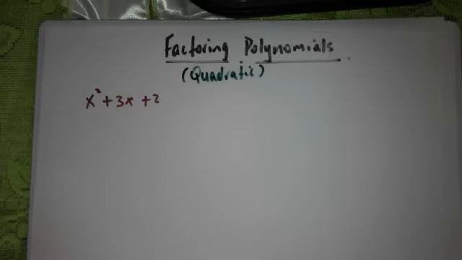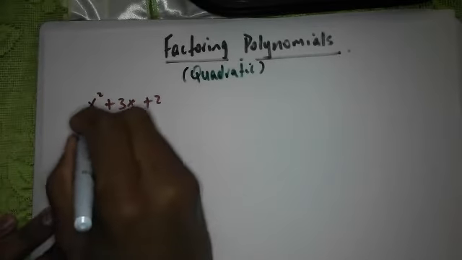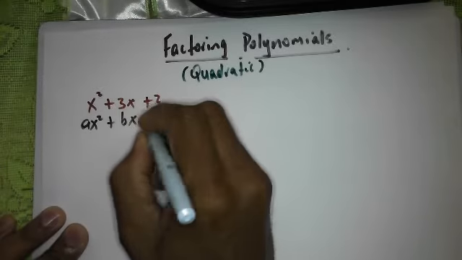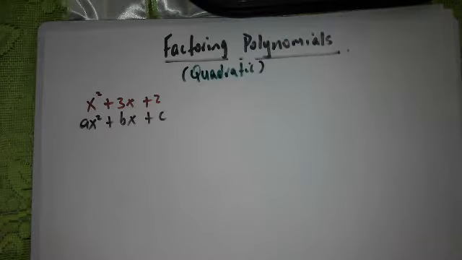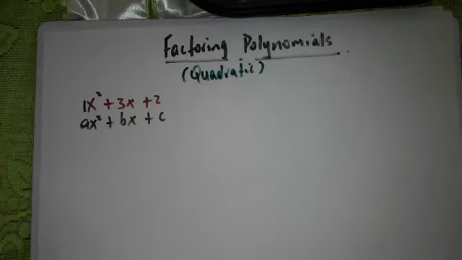This video is about factoring polynomials, specifically quadratic expressions. So a quadratic expression is of the form ax squared plus bx plus c. Now I write it like this so we can clearly see what is our a value. So x squared is the same as saying 1x squared.